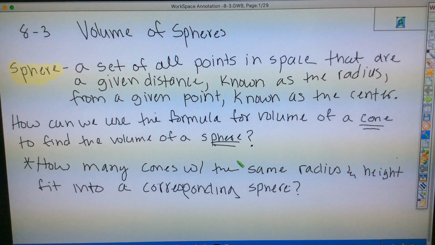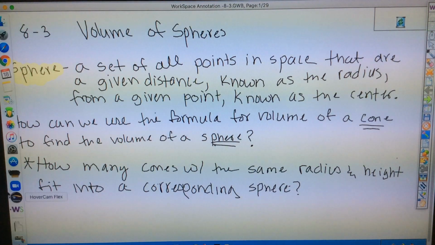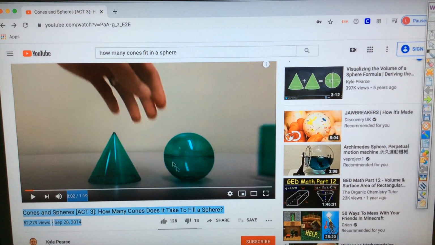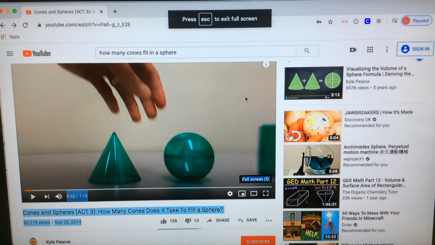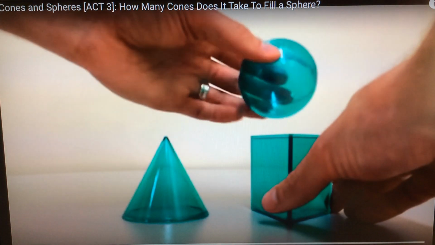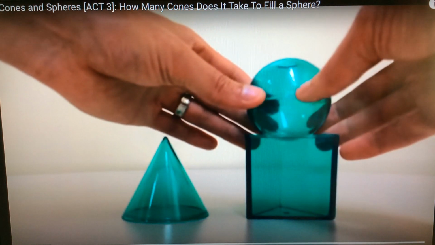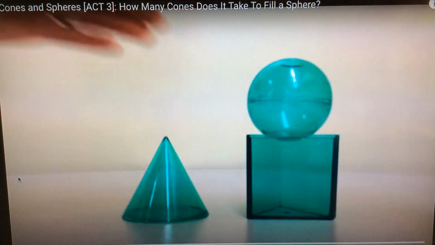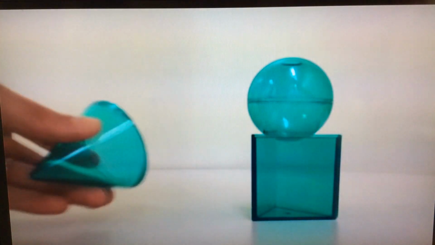Normally I would have you guys actually fill up a cone with water and dump it into a sphere to figure it out, but we can't do that. So just like last time, I'm going to show you a quick video where essentially they are doing the same thing. It's important to note that he uses a couple of geometric solids that are not really part of the equation. He's using a pyramid to pour out of, because it has a nice corner and it's easier to pour out of. So don't be confused by the fact that he switches back and forth.